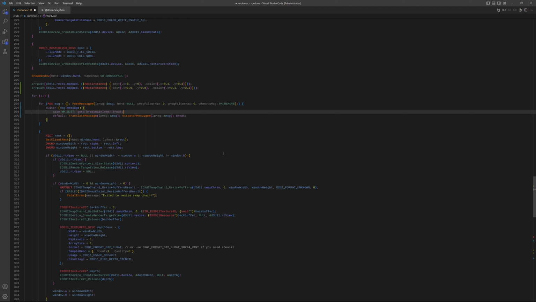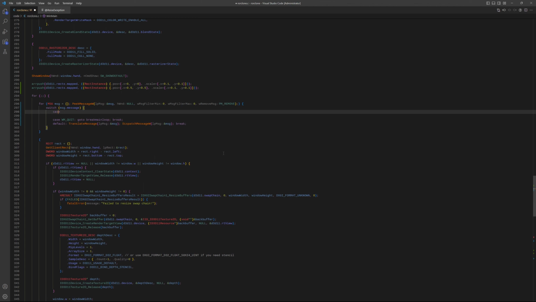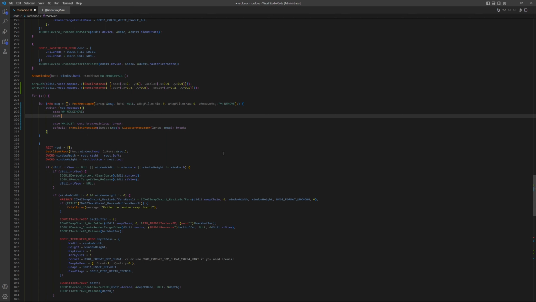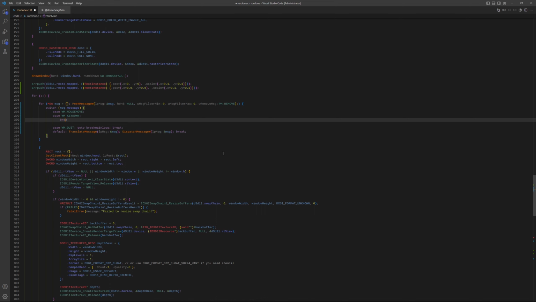Okay, so now let's look at the actually interesting cases, right? So case WM mouse motion, so the mouse move, case WM key down. Yeah, I'm just gonna intercept these. No reason for us to pump that through the whole callback thing. Just intercept them.